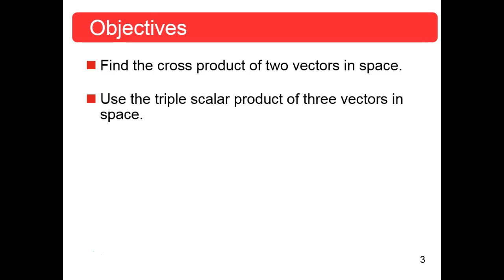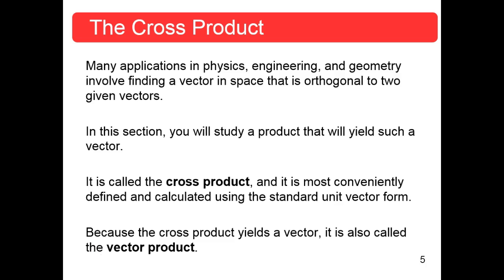Okay, so the objectives in 11.4 are to find the cross product of two vectors in space. We may go back and review what the dot products were, but we'll talk about cross products. And then we'll use what they call the triple scalar product of three vectors in space. And that does have some applications, okay? So let's start with the cross product.